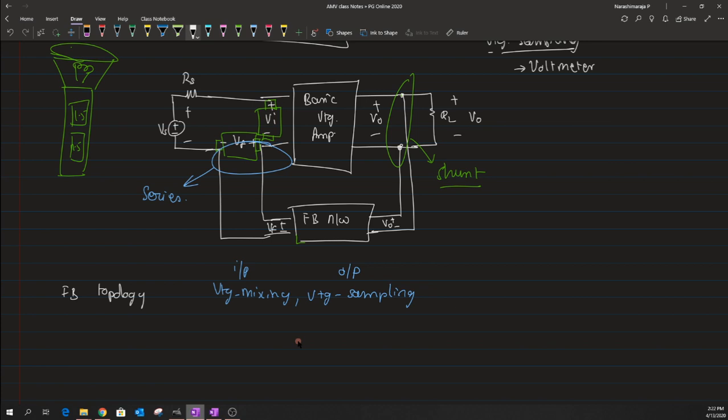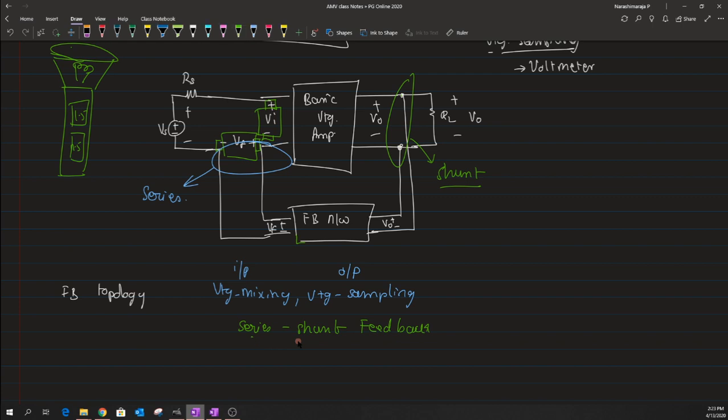Or there is also one more way by which I can tell the same sort of feedback connection, as something like series shunt feedback. So the type of feedback that we have here is, the input is basically a series connection, the output is basically a shunt connection, right? So it is labeled as series shunt feedback.